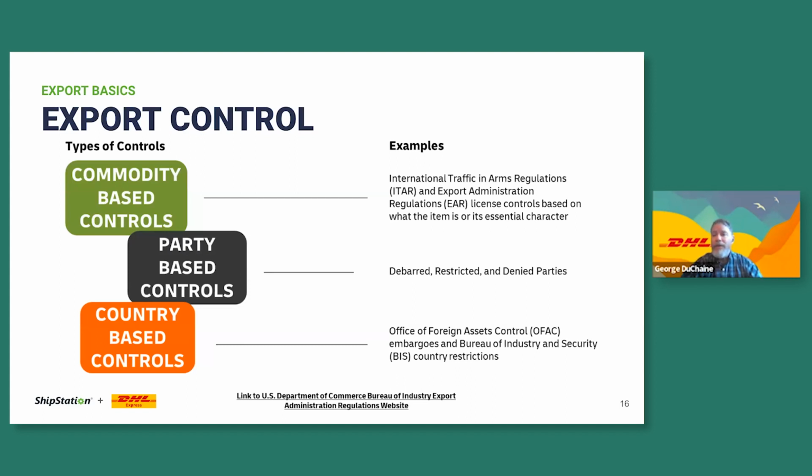So we've got Cuba, Iran, Syria, North Korea, the region of Crimea. These are destinations where, regardless of what you're exporting, you're probably going to need a license if you're sending items to them. There are exceptions, humanitarian relief and whatnot, but for the most part, you're going to need a license.